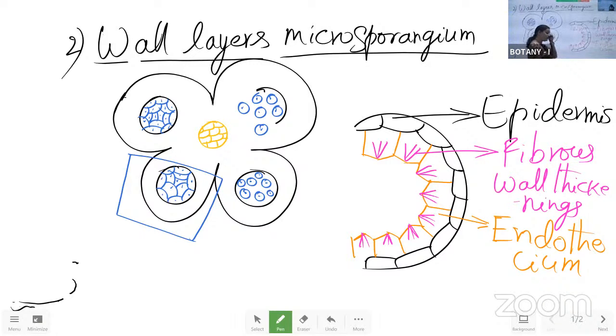What to write in this descriptive part: Endothelium is a single layered second wall layer that is present below the epidermis, and the cells are somewhat bigger than the epidermis and have fibrous wall thickenings in them. Those are present in the pink color that I have drawn. Fibrous wall thickenings give the extra support for the endothelial cells to protect the microspores that are present in the microsporangium. Okay, and these endothelial cells are hygroscopic in nature.